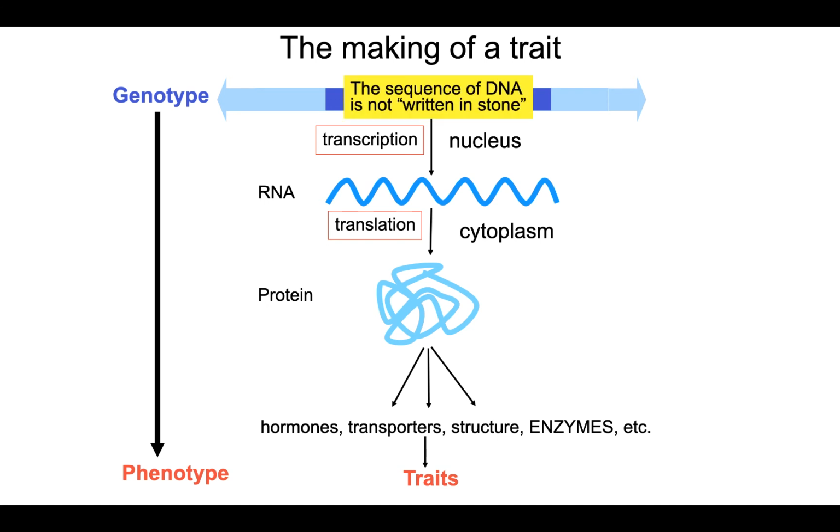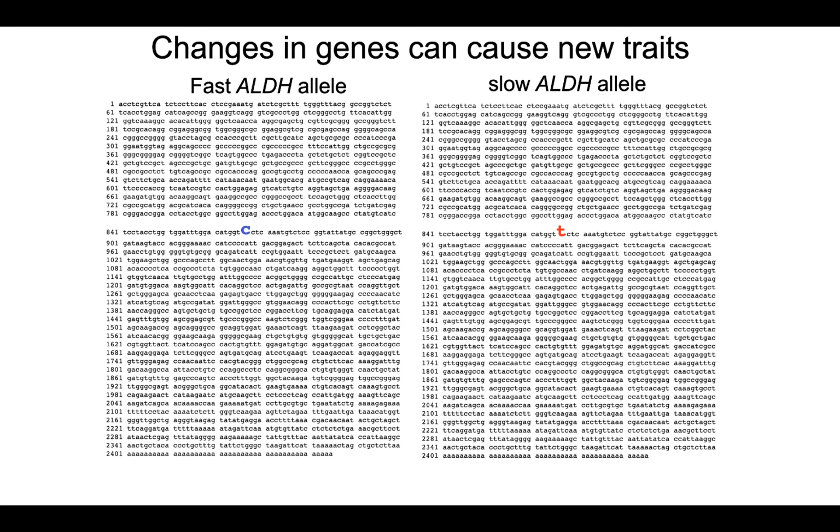Well, it turns out that the sequence of DNA in all of your cells is not, quote, written in stone. It is mutable, right? And what that means is if it does change, so here we have that fast acetaldehyde dehydrogenase gene, and we have the slow acetaldehyde dehydrogenase gene. Now the allele means, we'll get to that word a little bit later in the course, but allele is the different versions of that gene. Here's the version that has a C right here, and here's the version that has the T there. So the allele with the C and the allele with the T.